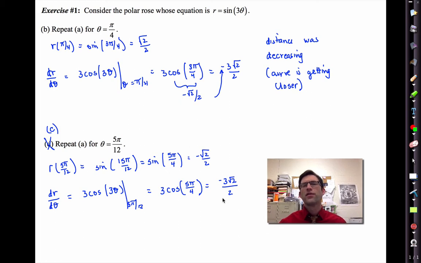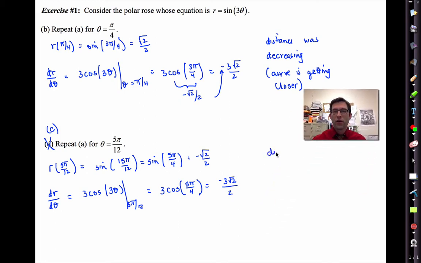And now if you looked at the curve carefully, what you would find was that the distance increased, or the curve got farther away.